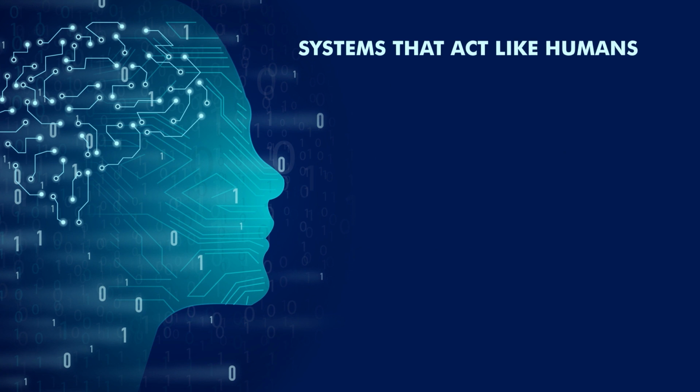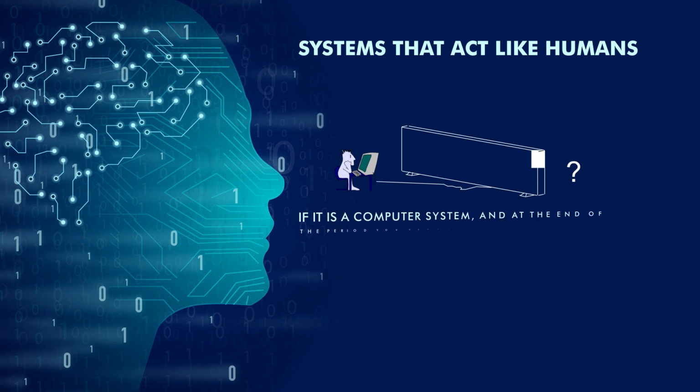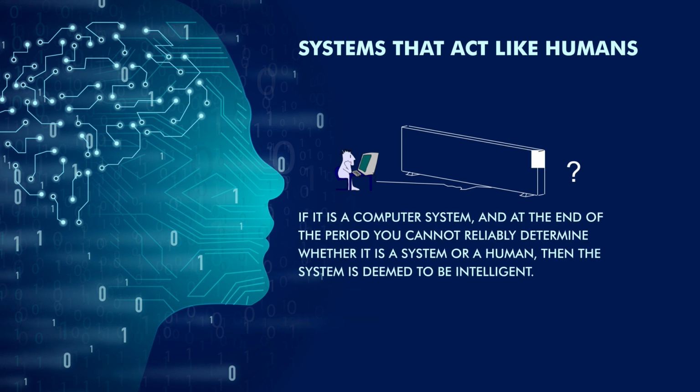You enter a room which has a computer terminal and you have a fixed period of time to type what you want into the terminal and study the replies. At the other end of this line is either a human being or a computer system. If it is a computer system and at the end of the period of time you cannot reliably determine whether it is a system or a human, then the system is deemed to be intelligent.